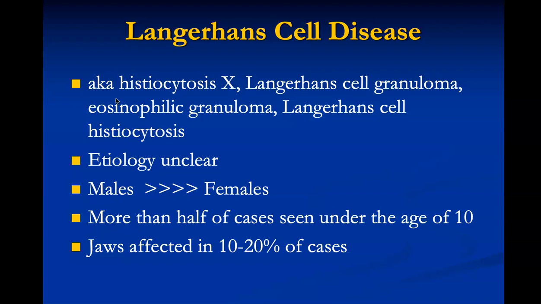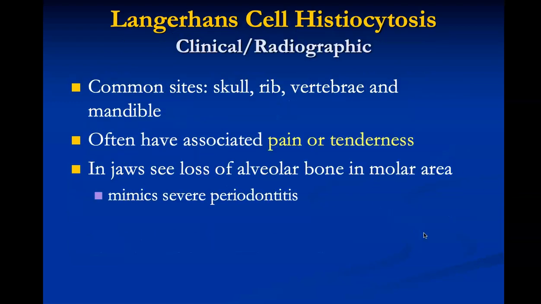Our next lesion is Langerhans cell histiocytosis. I talked a little bit about this in general path, but we're going to go into the more specific features here today. Males are affected much more often than females. Age group is usually less than 10 at initial diagnosis, and the jaws are affected in anywhere from 10 to 20% of the cases. Common sites of involvement are the skull, the rib, the vertebrae, and the mandible as well.